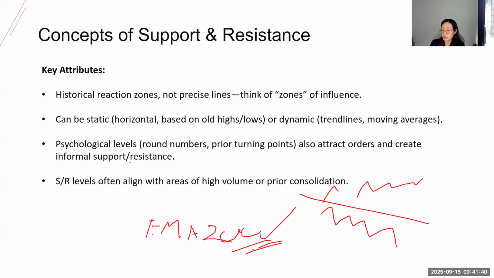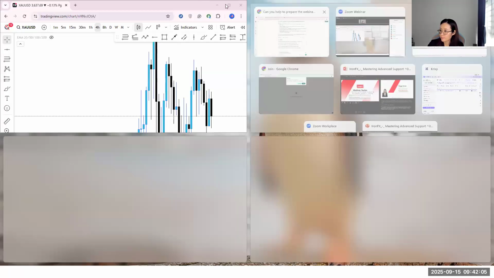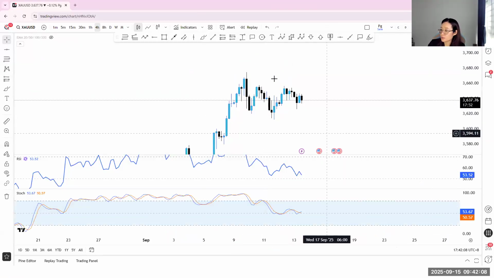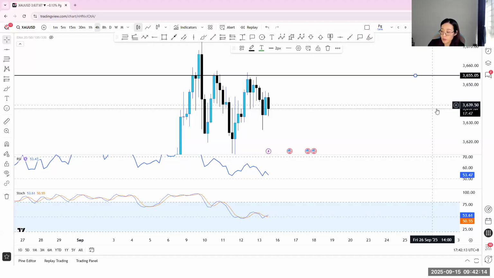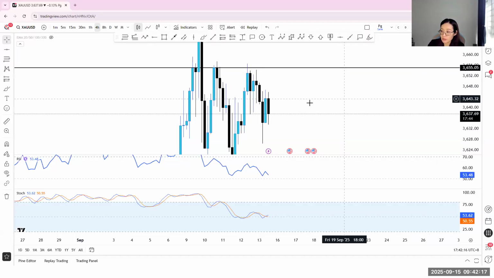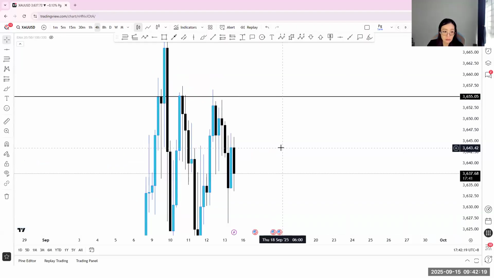Psychological numbers: we know that round numbers, ending with 0 or ending with 5, are going to act as support and resistance. A lot of retail traders like us are going to buy or sell there. For example, if you look at the current gold chart, I'm going to move here. You will see that price cannot close above, what number is that? 3655. Whenever we talk about closing or opening, we refer to the body, not the wick.